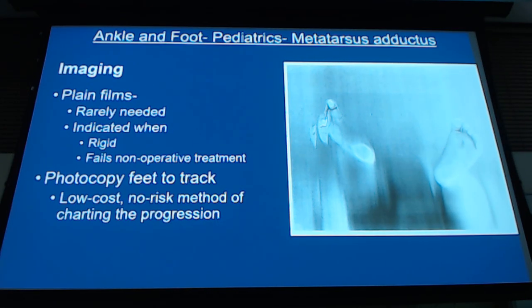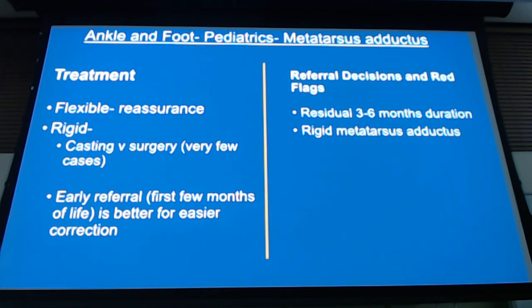Now, when do you refer to ortho? Refer when non-operative management fails, right? In most cases, not a whole lot that you need to do with this, right? But certainly have a low index of suspicion or low tolerance for referral. What can we do? If necessary, we can always place the patients in the flexible cast, right? Just to help correct things.